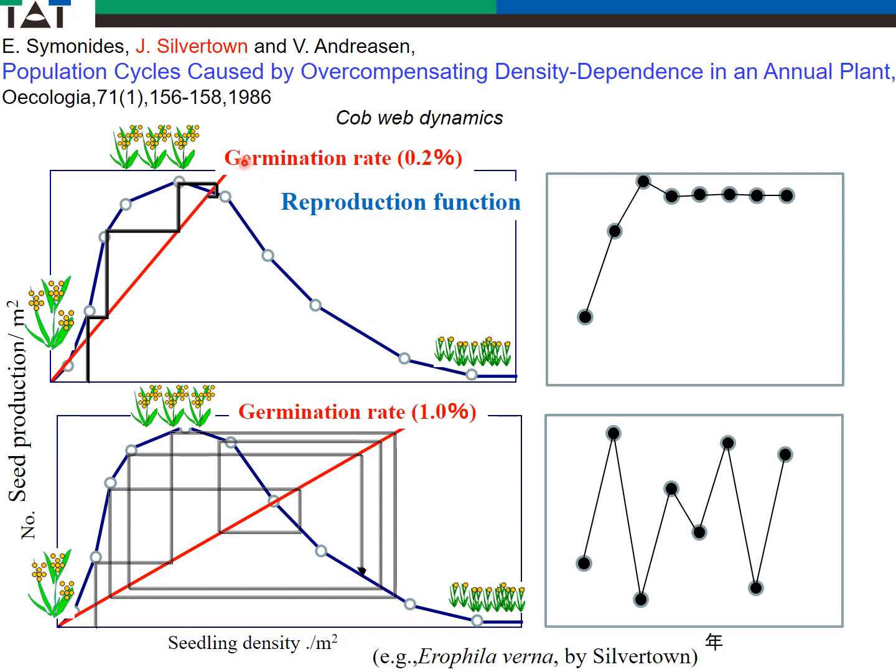Then what happens depends on the germination rate. The definition of germination rate here is: in autumn you produce this amount of seed, and after the winter, in the spring, some small amount of seedlings come up. The germination rate this time is 0.2. Another germination rate is 5 times larger than that. Therefore, you can show this type of graph.